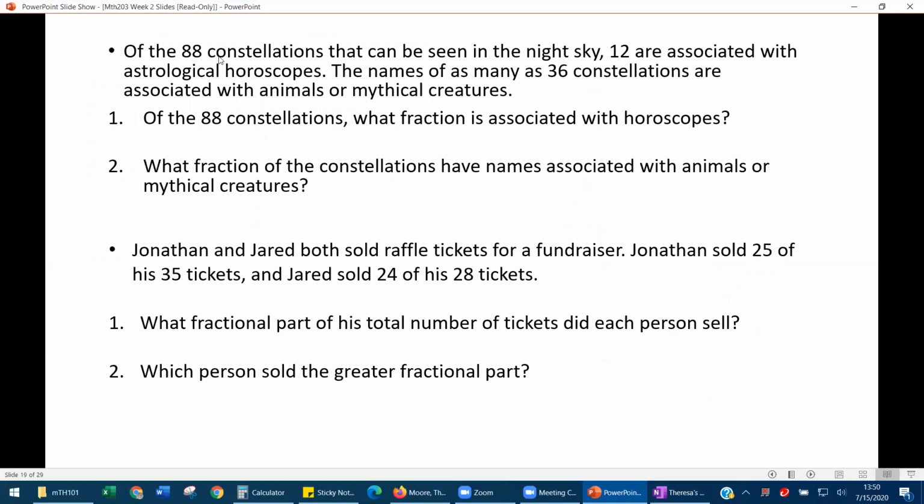Okay, so of the 88 constellations that have been seen in the night sky, 12 are associated with astrological horoscopes. The names of as many as 36 constellations are associated with animals or mythical creatures. So of the 88 constellations, what fraction is associated with horoscopes? What fraction is associated with mythical creatures? So again, the total is 88. 12 of the 88 are associated with horoscopes. 36 of the 88 are associated with mythical creatures.